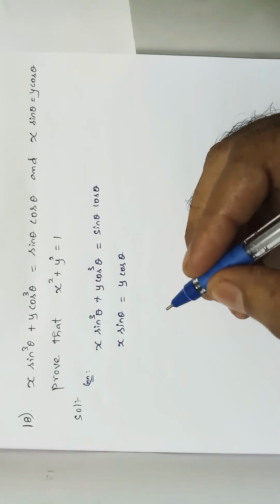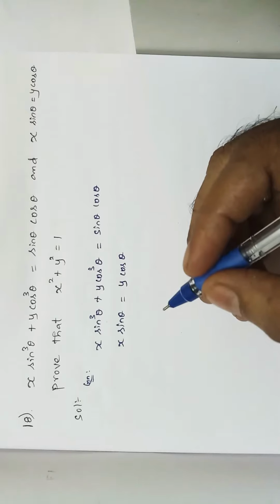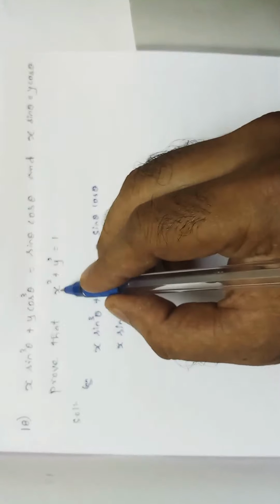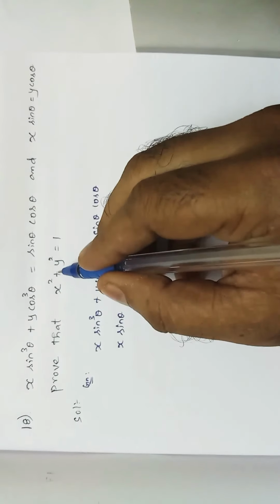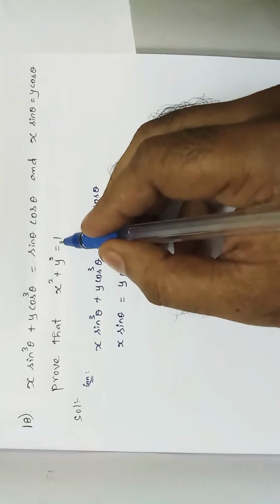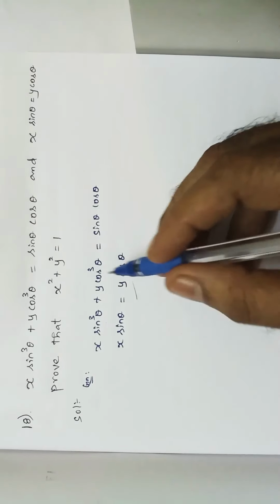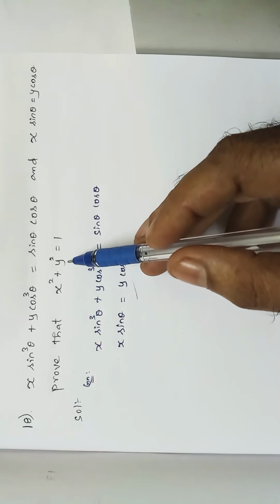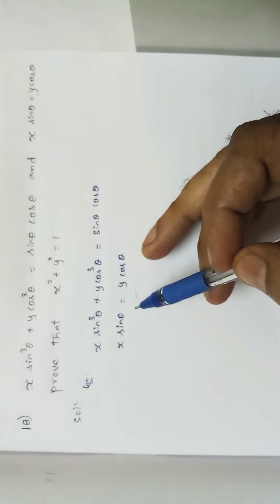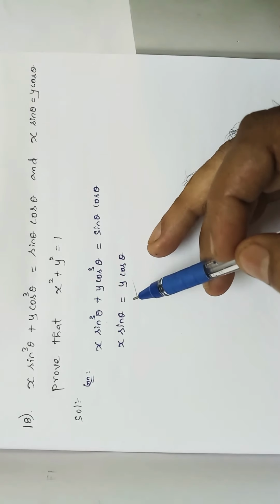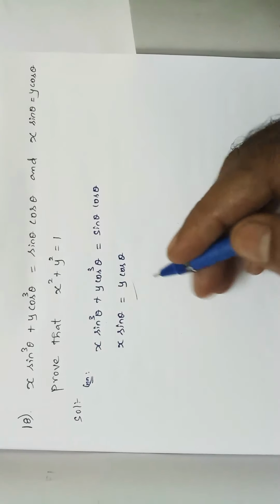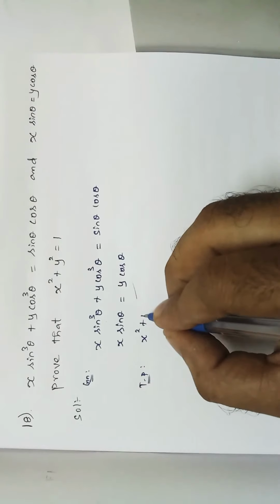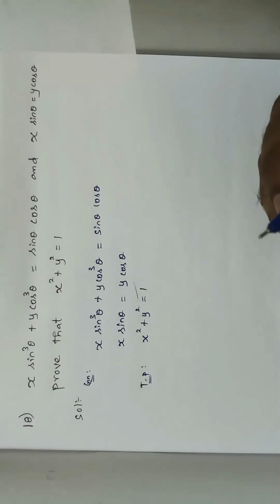So first, from the given, we want to find the value of x and y. If we find the value of x and y, then we can substitute, square and add, and while simplifying we'll get the RHS, right? So from the given, we want to find the value of x and value of y in terms of sine and cos. After finding, we substitute and simplify, and we will get the proof, right? So what we want to prove is nothing but x square plus y square is equal to 1.